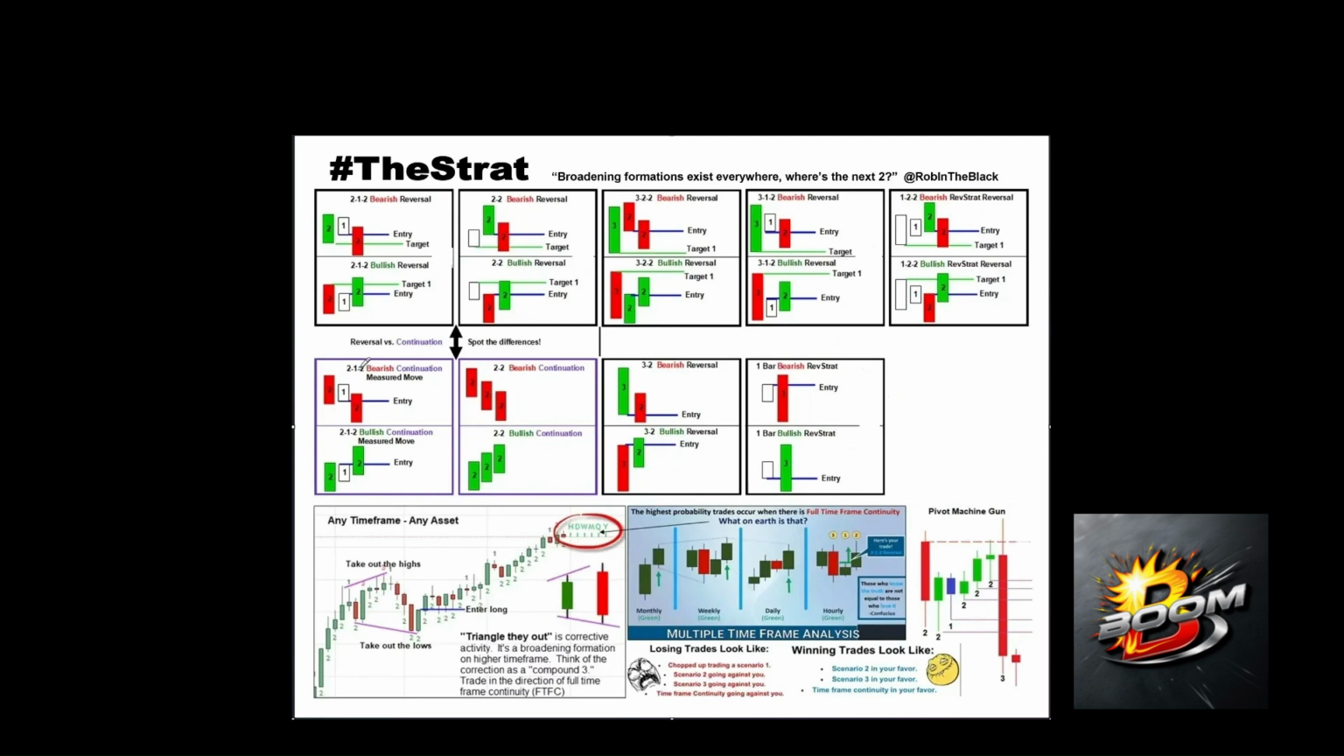Well, next we have our continuations. So we know price can only ever reverse or continue, and these aren't necessarily actionable. I mean, you can use inside bars, of course, as actionable signals. They always are actionable, but 2-1-2 continuations and 2-2 continuations tend to get negated a lot more often, and the 2-1-2 continuation often turns into a Rev Strat.